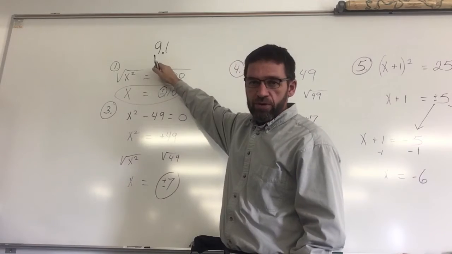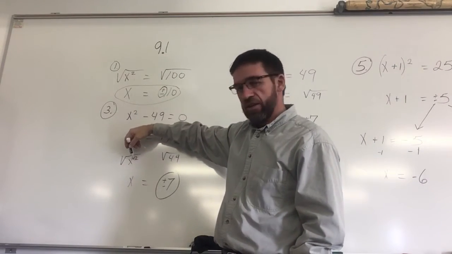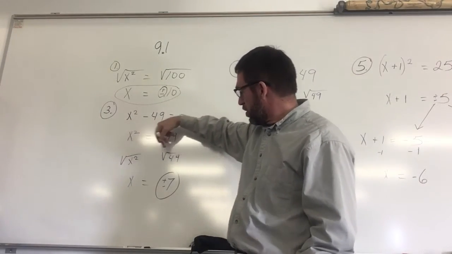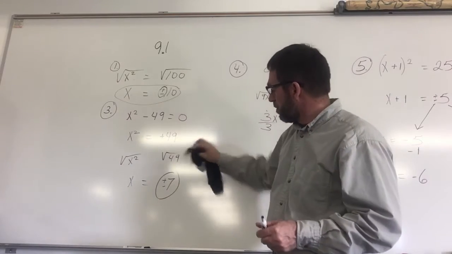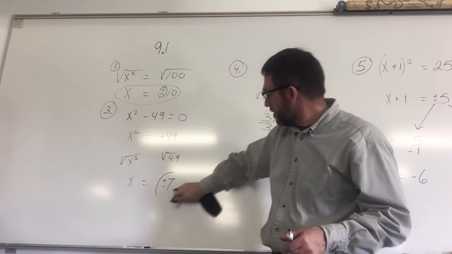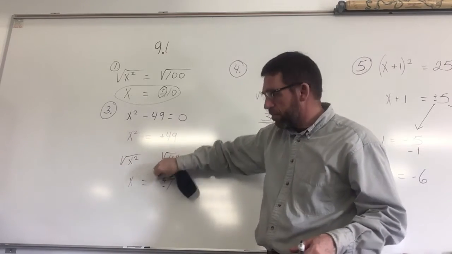Now you have a problem just like we did up here. X squared equals 49. Take the square root: the square root of x squared leaves you with x, and the square root of 49 leaves you with 7. Again, I put the positive and negative because x could be negative and it could be positive.